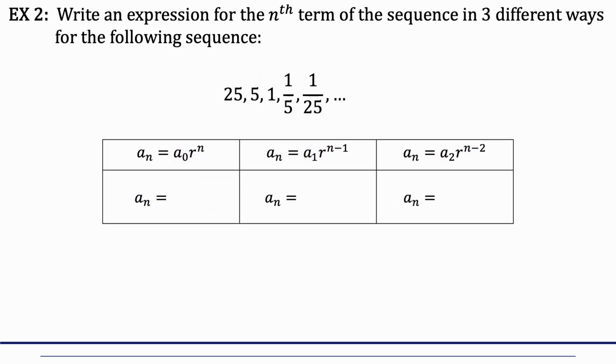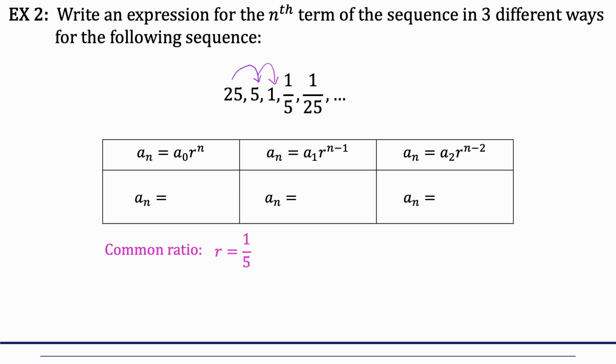Let's run through another one. So we've got 25, 5, 1, 1/5. First, we have to find the common ratio. To go from 25 to 5, we would divide by 5 or multiply by 1/5. To get from 5 to 1, multiply by 1/5, and so on and so forth. We have a common ratio of 1/5.